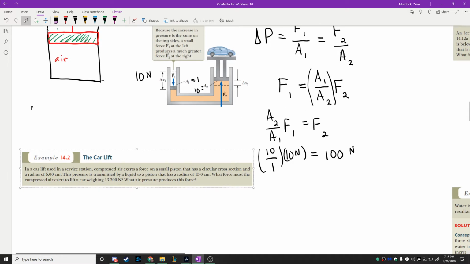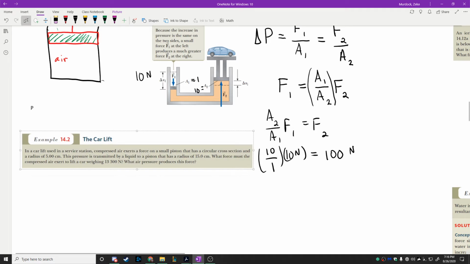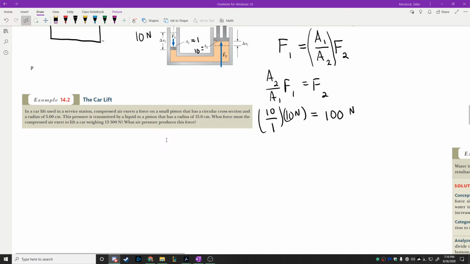We're going to do this problem right here. In this problem, in a similar scenario to the one above, you have compressed air that exerts a force on a small piston that has a circular cross-section and a radius of 5 centimeters. The pressure is transmitted by a liquid to a piston that has a radius of 15 centimeters. What must the force of the compressed air be to lift a car weighing 13,300 newtons?